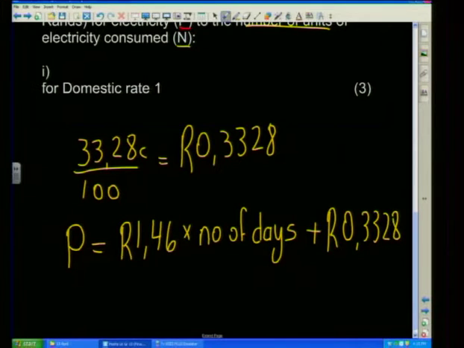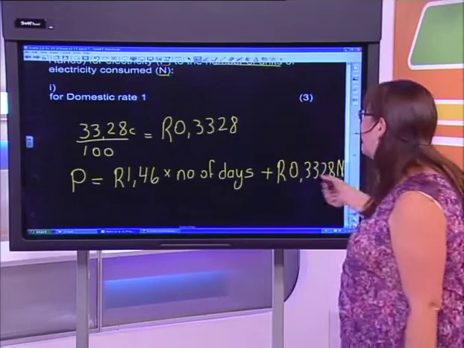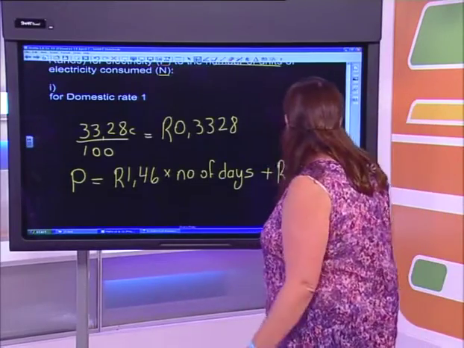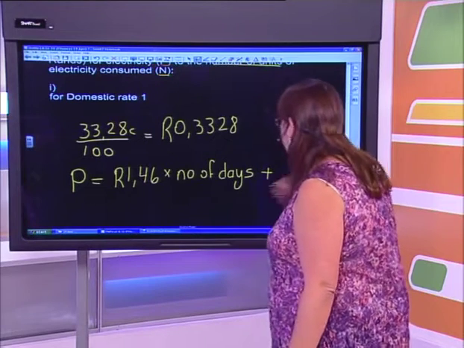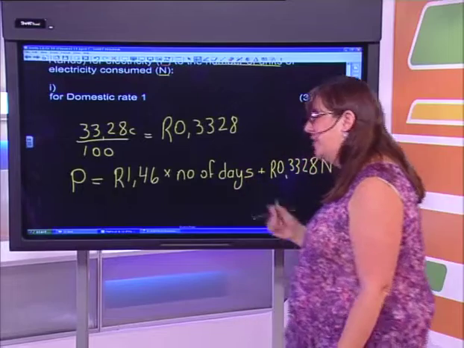0.3328. I'm running out of space. Does that fit into my page? I hope that fits in, and I hope you can see that. So let me just rewrite that. Let's try that again. Plus, I'll write smaller. Let's move my plus over. Plus, we had 0.3328, and that was times the number of units. And that's our equation. So should we read what the next question asks?